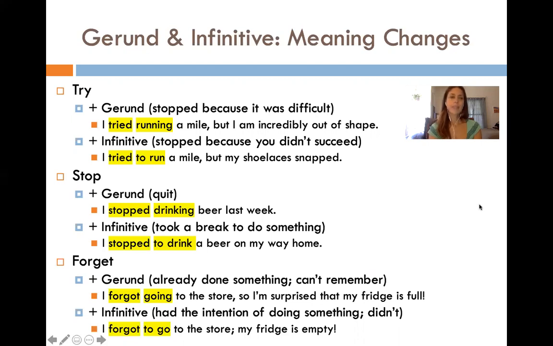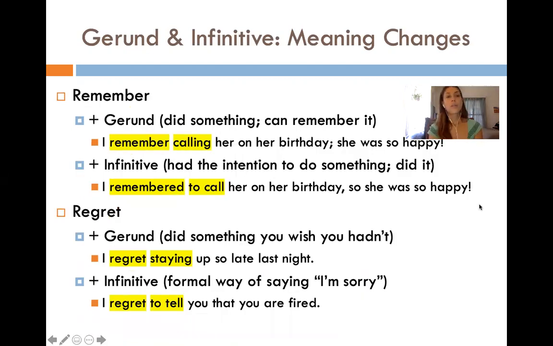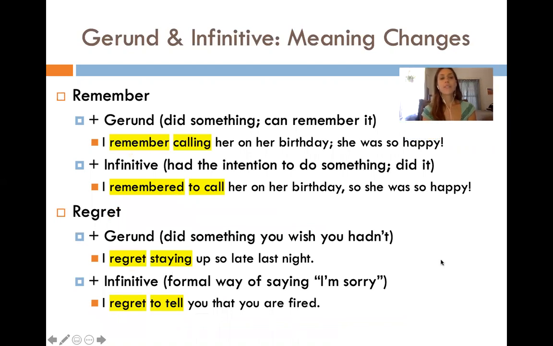All right, last 2. Remember plus gerund means I did something and I remembered it. So, I remember calling her on her birthday. She was so happy. Remember plus infinitive means I had the intention of doing something and I did it. I remembered to call her on her birthday, so she was so happy.